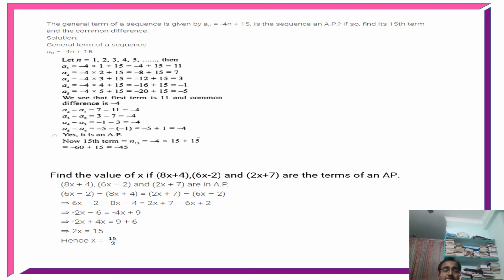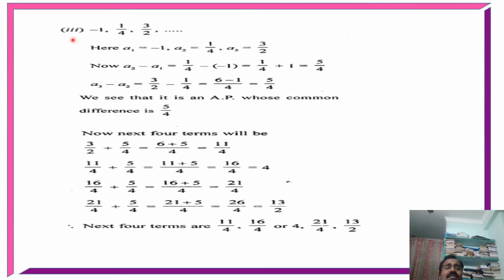So here, in the next slide, it is given an AP: minus 1, 1 by 4, 3 by 2. So here the first term is a, minus 1, the second term is 1 by 4, the third term is 3 by 2. In this case we'll find a2 minus a1 and a3 minus a2. The common difference we got is 5 by 4. We need to find the next 4 terms. By adding also we get 3 by 2 as the third term. If you add the common difference to the third term, we get the fourth term.